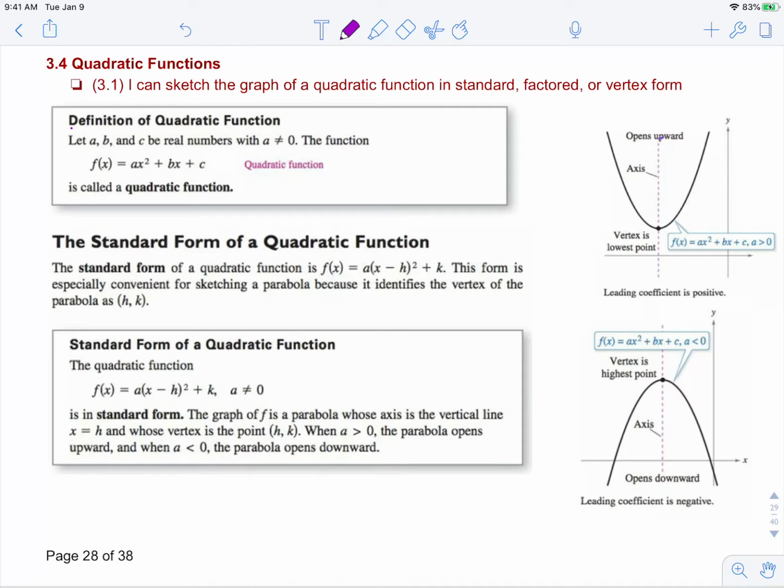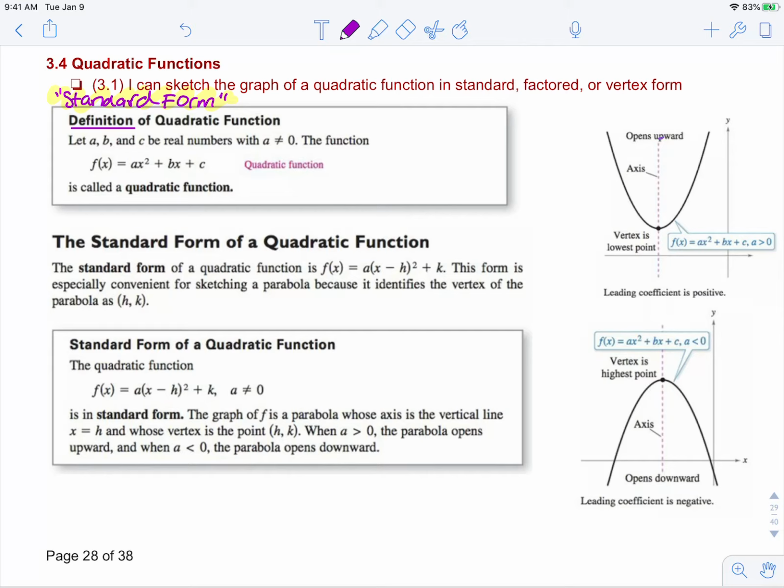Now this textbook calls this the definition of a quadratic function, but most commonly it's known as standard form for a quadratic function, and I will refer to it as quadratic function in standard form, but just know that the textbook will call this the definition.